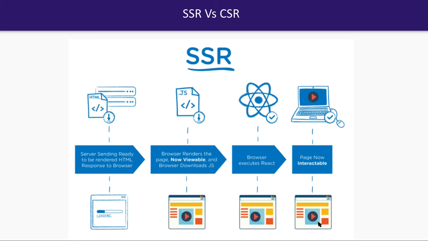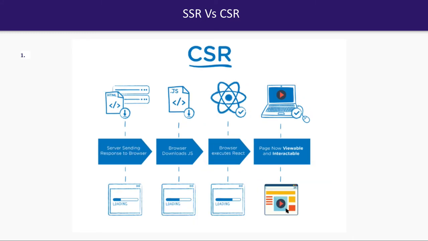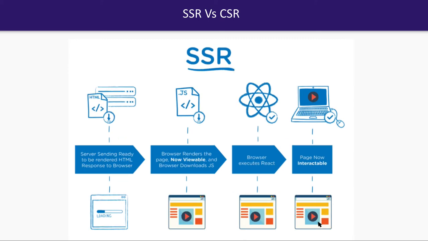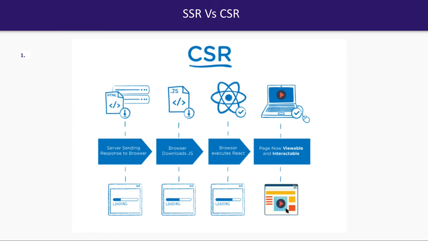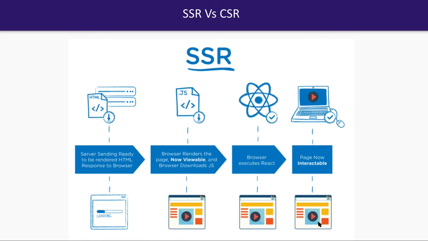So the only difference between both these approaches, you can see, in the second approach, your page is interactable and viewable only at the fourth phase. But here, your page is visible from the second phase, but you can interact only at phase 4. But that is the difference, right? You can start seeing what is coming up on the page. Here, you are downloading a lot of things, JavaScript, HTML, CSS, and then your page is becoming visible or interactable at phase 4, okay? So that is the major difference between client-side rendering and server-side rendering.